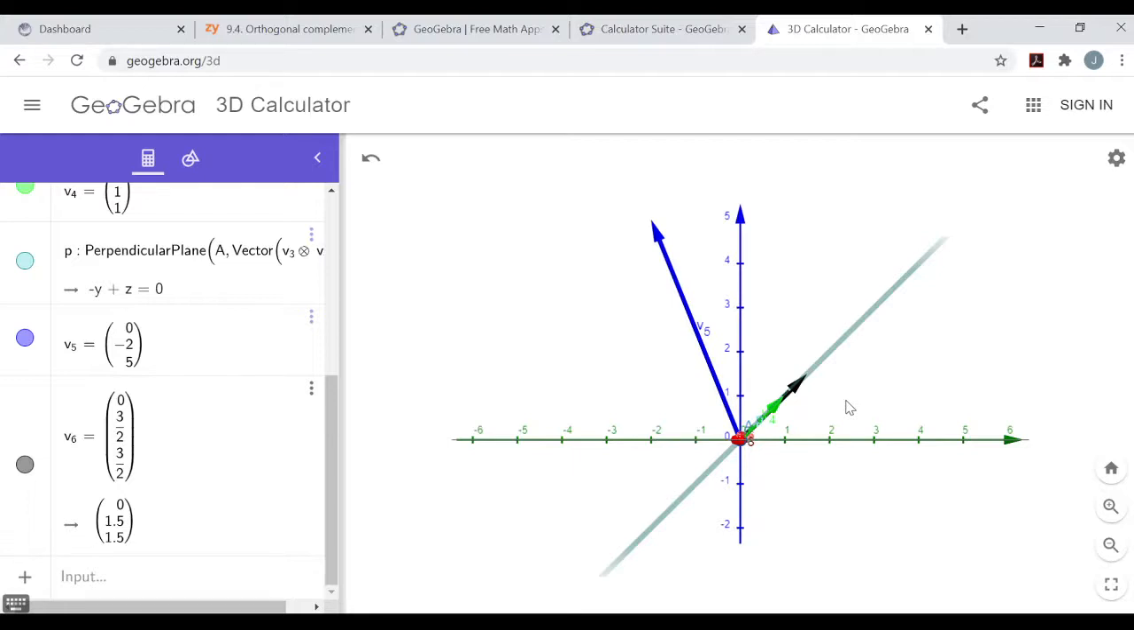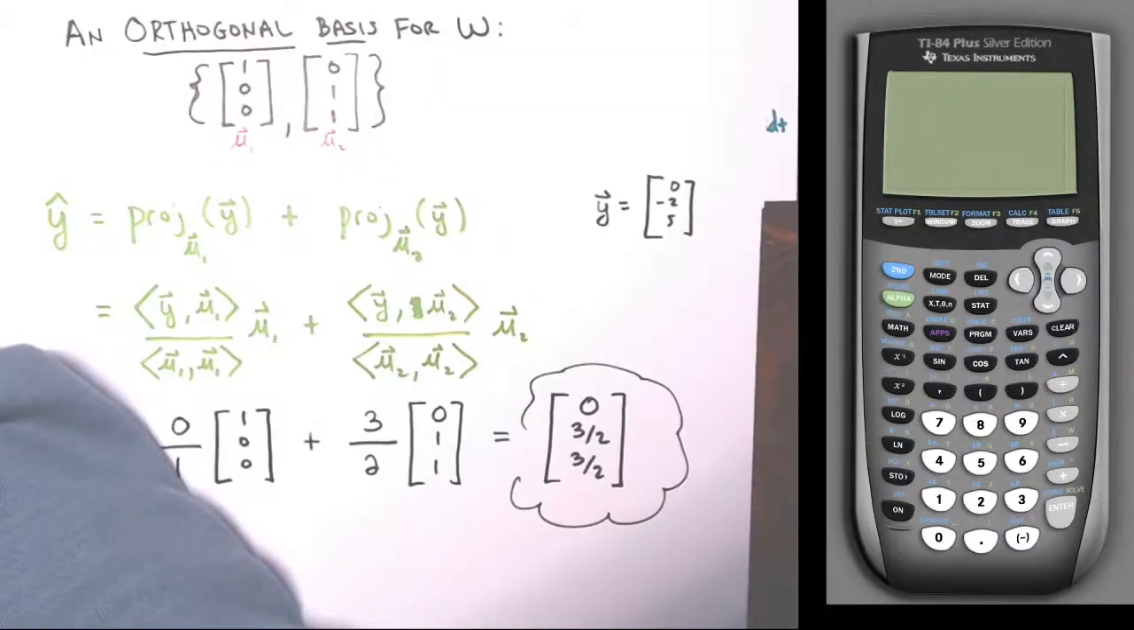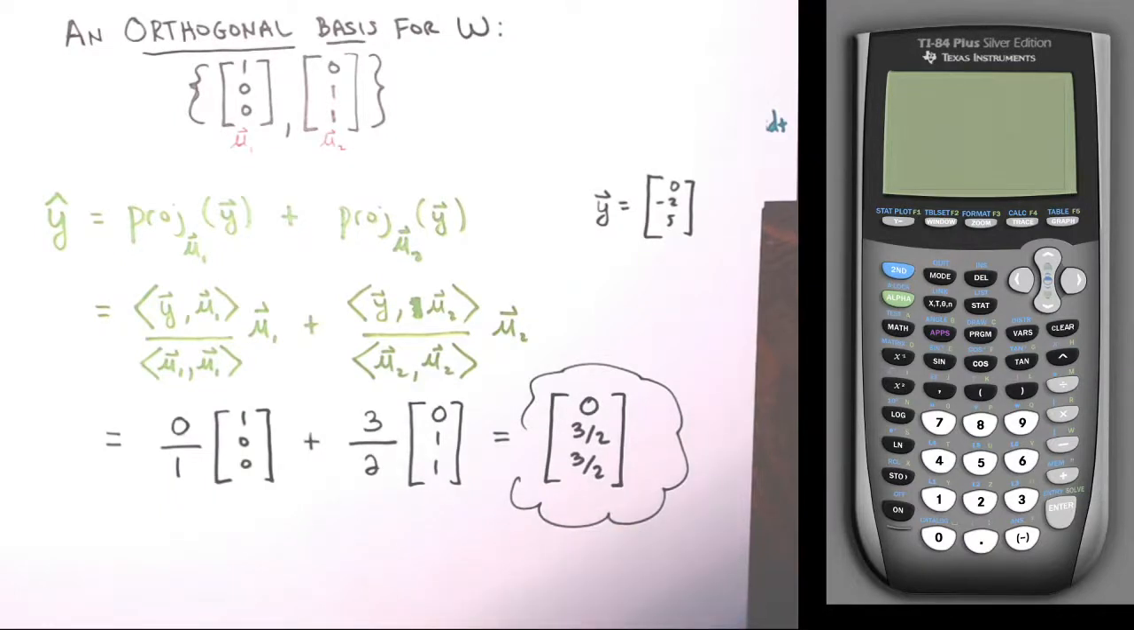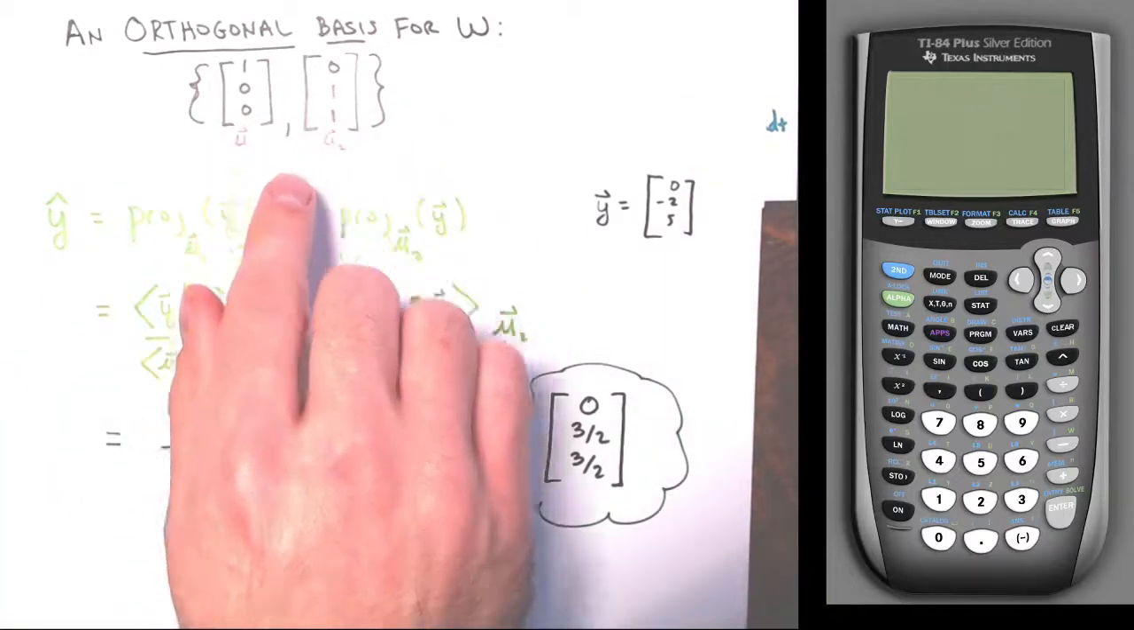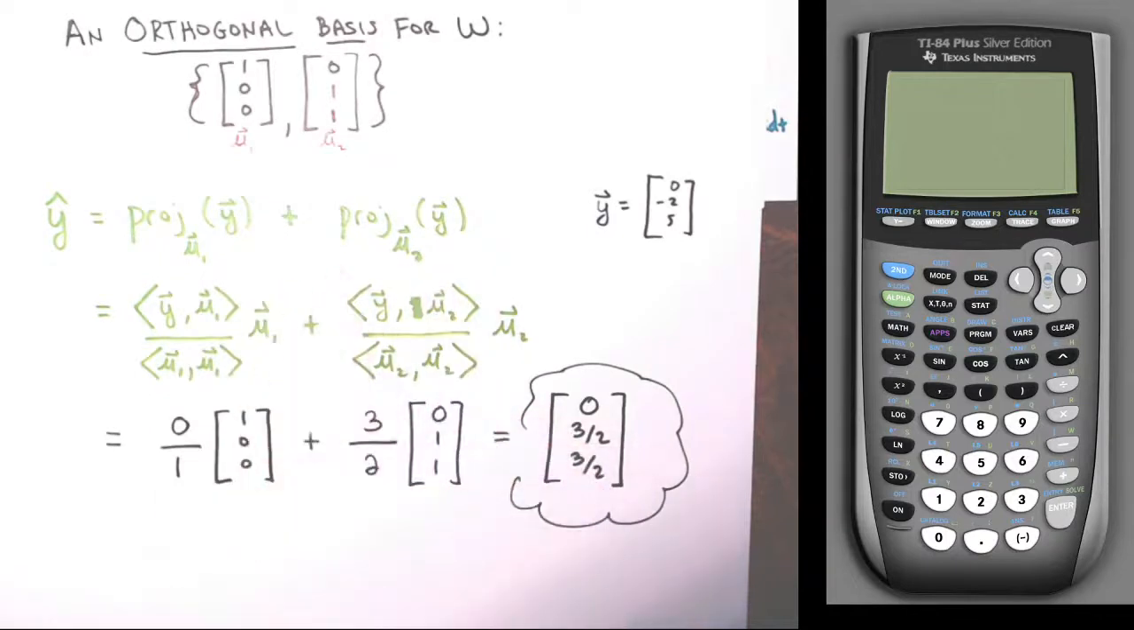So just looking at this, it looks okay. I can't really tell without putting in another vector and adding them. But we have our projection vector, the vector 0, 3 halves, 3 halves. Now, for the second part, please don't forget you have to have an orthogonal basis for your subspace to do this. And don't forget Gram-Schmidt.